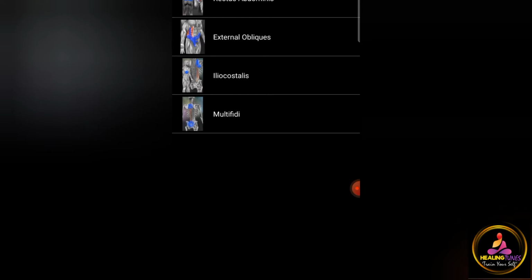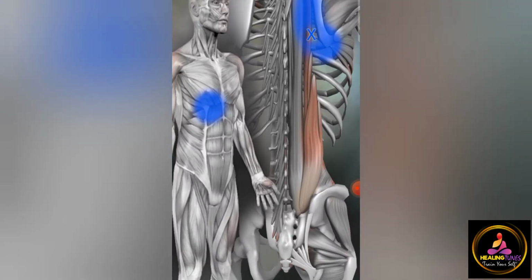Next is the iliocostalis. Trigger points around T6 refer into the inferior portion of the scapula and also into the chest area, which can mimic angina.